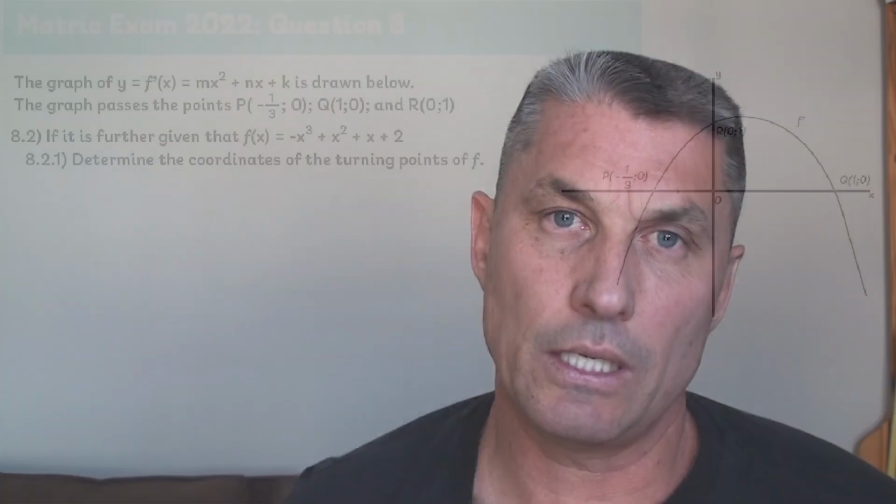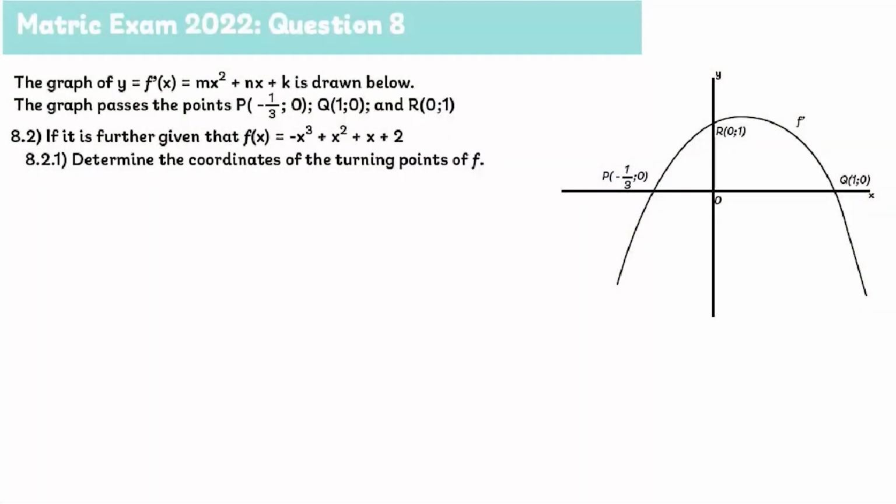We're on to question 8.2. It says it's further given that the function f(x) is equal to minus x to the power 3 plus x squared plus x plus 2. Determine the coordinates of the turning points of f.